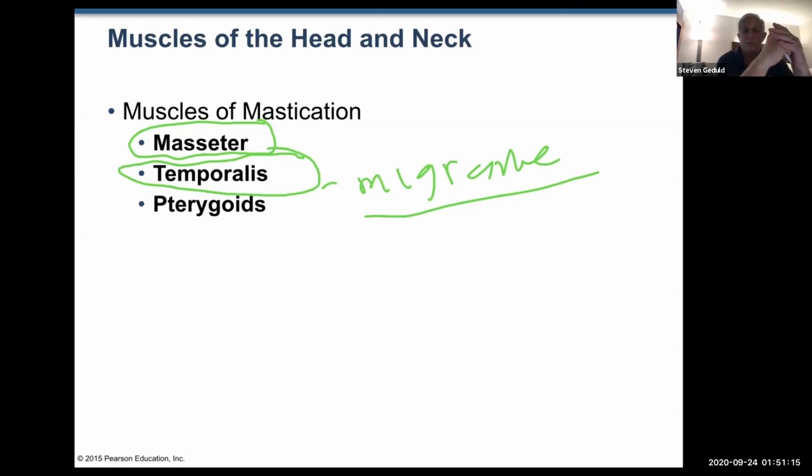We make night guards that help prevent that, allowing the teeth to slide so they can't clench. And that's one of the ways to treat migraines.